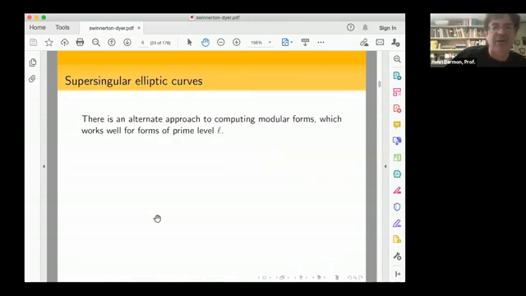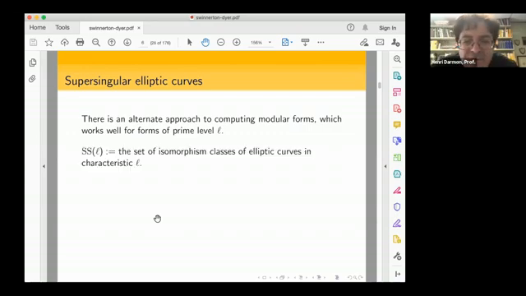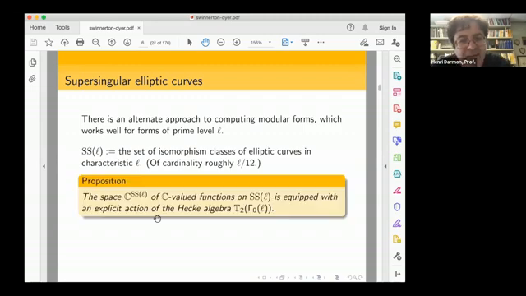Now, I also want to mention another approach to calculating spaces of modular forms, which is going to be crucial for what I'm going to talk about later. There's an alternate approach, known sometimes as the méthode des graphes, the terminology introduced by Jean-François Mestre, which consists in considering functions on a certain set. This approach works well for calculating modular forms of prime level L and weight 2. One considers the set of isomorphism classes of supersingular elliptic curves in characteristic L. And we know that that set has cardinality roughly L over 12, so it's a finite set.